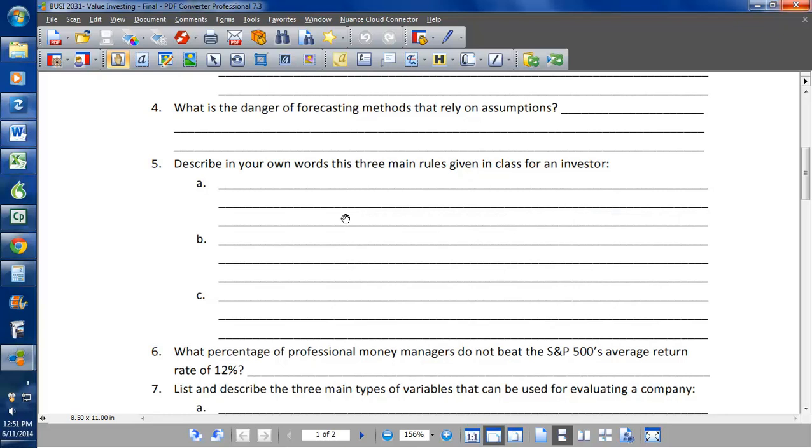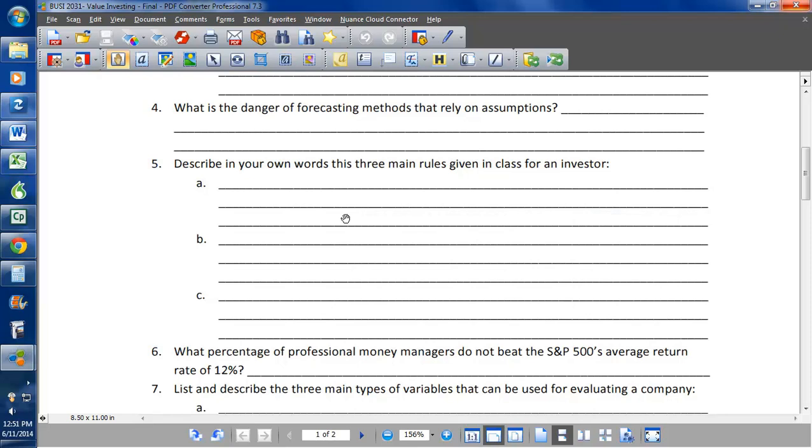And then C is that good investing is looking for opportunities where the price has gone below the underlying value. So we know the price sometimes goes too high and sometimes goes too low. So what you're looking for are those moments when it goes too low, and those are opportunities to buy.